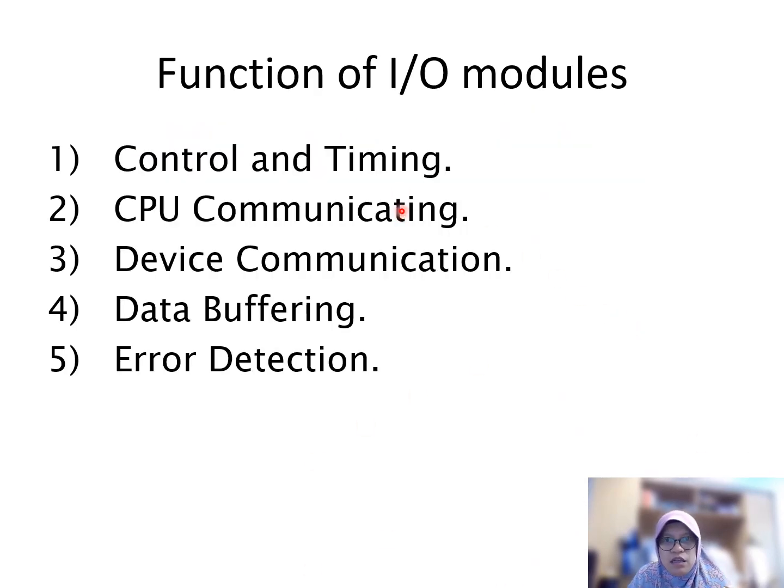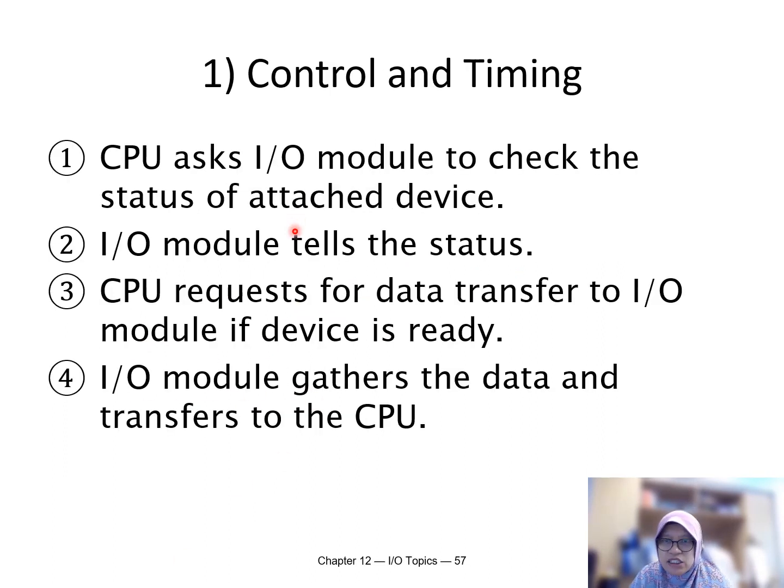Alright, the functions of the I/O module consist of five categories. One is control and timing, two is CPU communication, three is device communication, four is data buffering, and the fifth one is error detection.